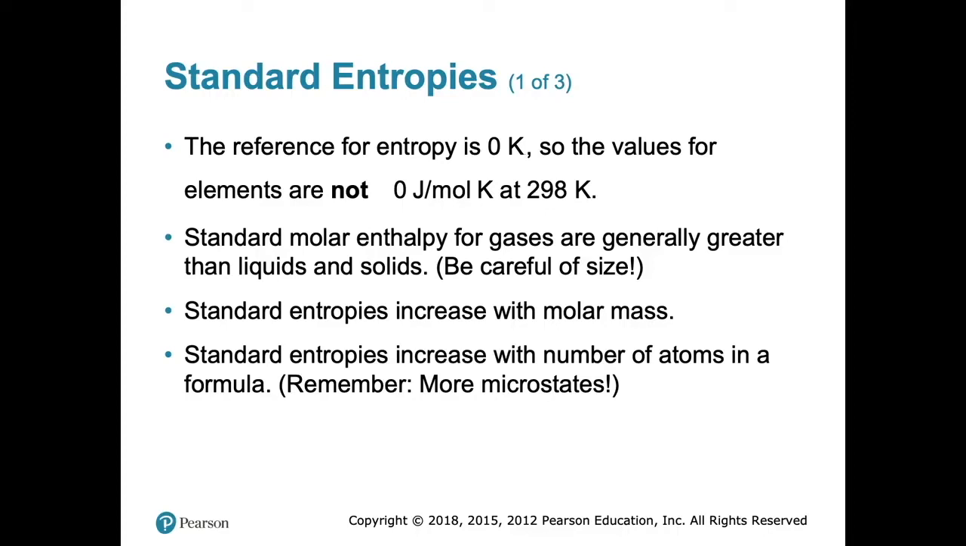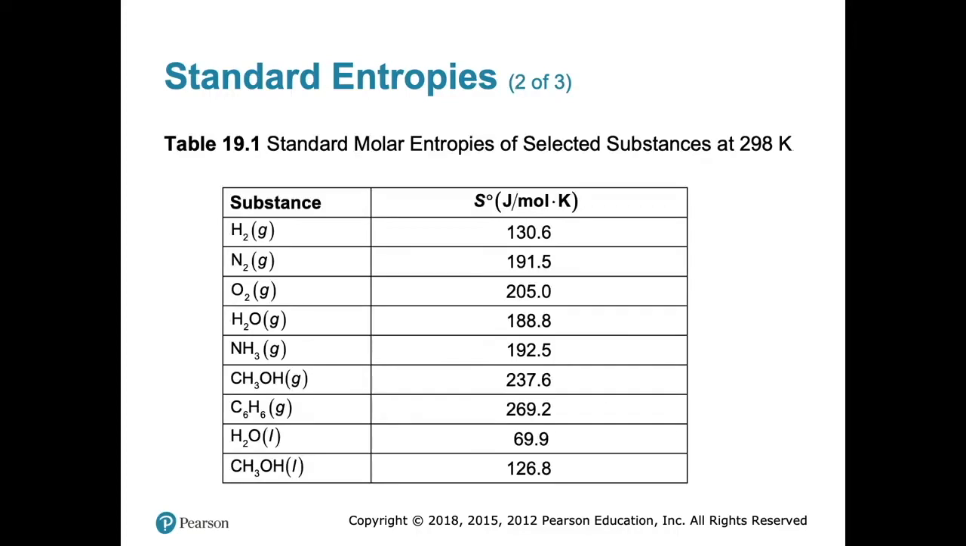That makes sense, but you've got to be careful of the size. So the standard entropies will also increase with molar mass. As the molar mass increases, the standard entropy increases. And then also the standard entropies increase with the number of atoms in the formula. That means there are more microstates. It makes sense, right? The more atoms you have, the more microstates you have. And so this is a list, and it's not a list you have to memorize or anything. It's just a chart that you can look up anywhere.